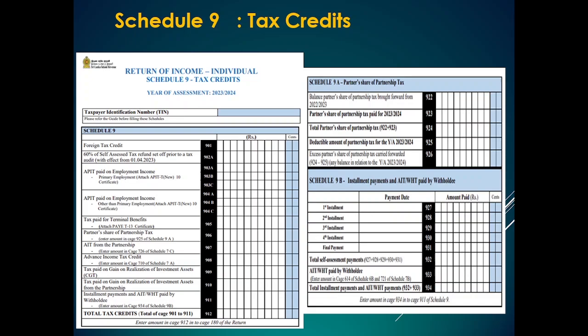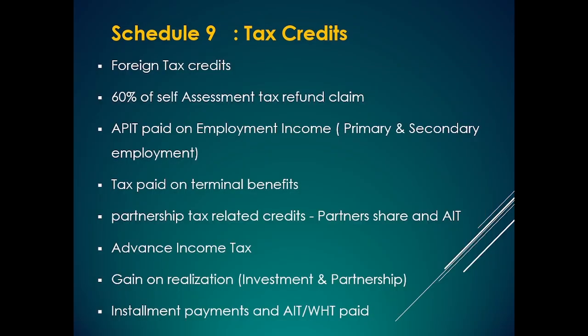Schedule 9 in your income tax return is the tax credits. Tax credits refer to the taxes already paid by you. This tax payment may be your individual income tax payment or your share from partnership tax. In this schedule, you have to mention clearly in the relevant cage your tax credit.